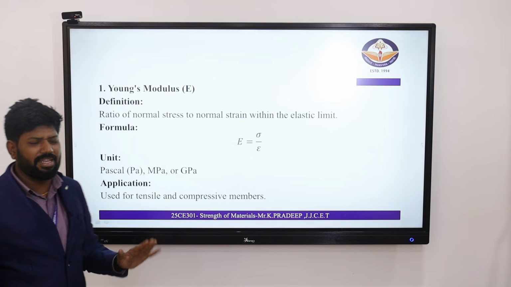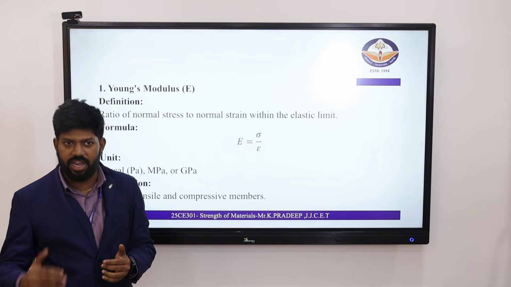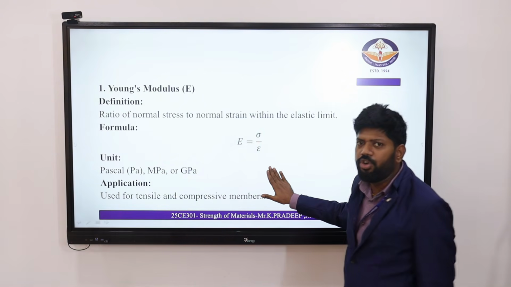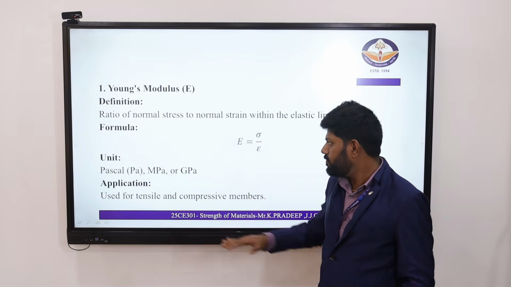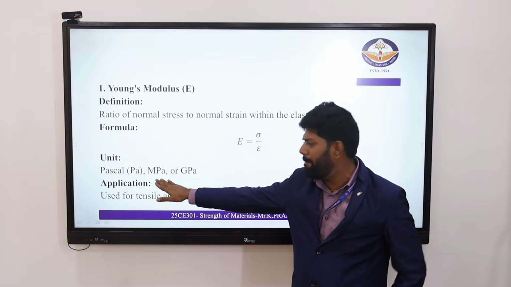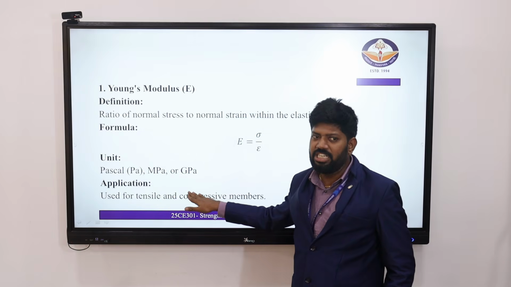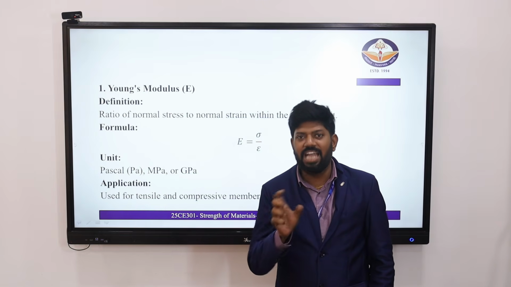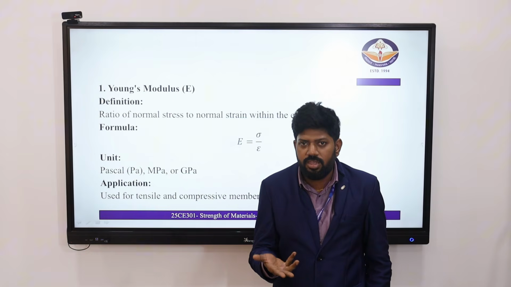Young's modulus is the ratio of stress to strain. What is the unit of stress? Newton per mm square. What is the unit of strain? It has no unit. So it can be denoted in the units Pascal, megapascal, and gigapascal. Now you come to know about the new terms megapascal and gigapascal. What is megapascal? What is gigapascal?